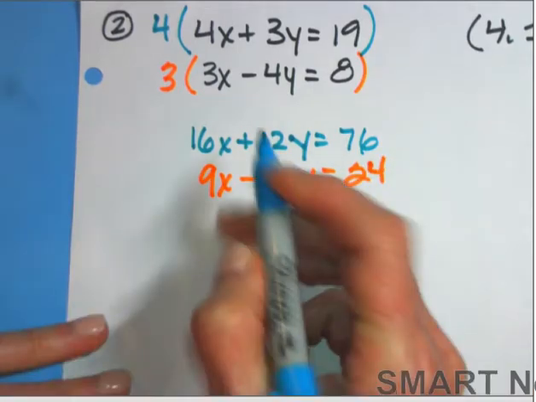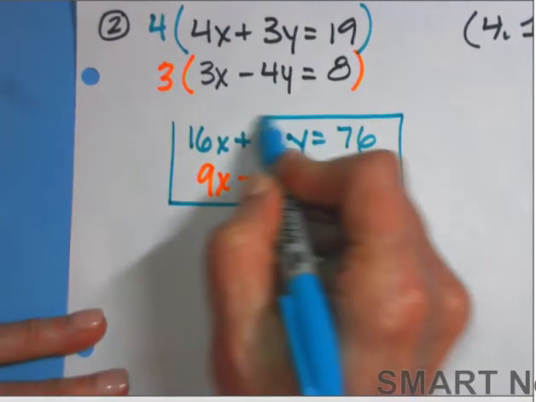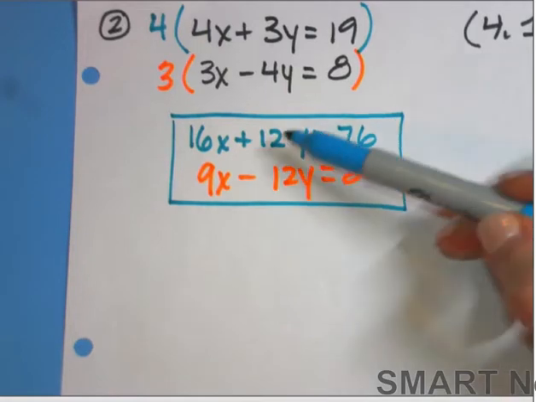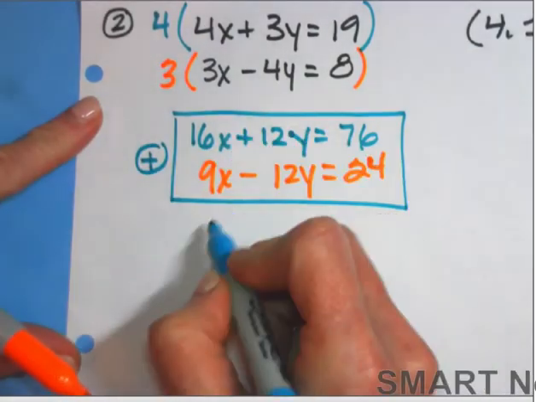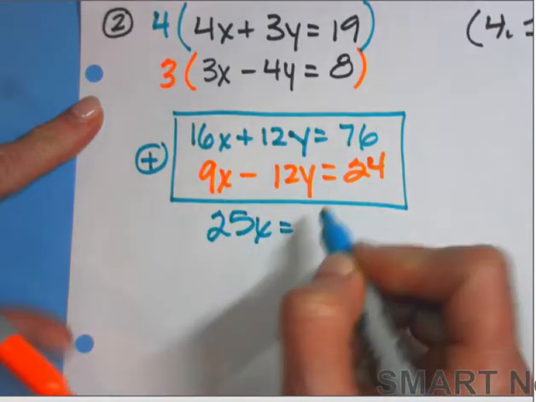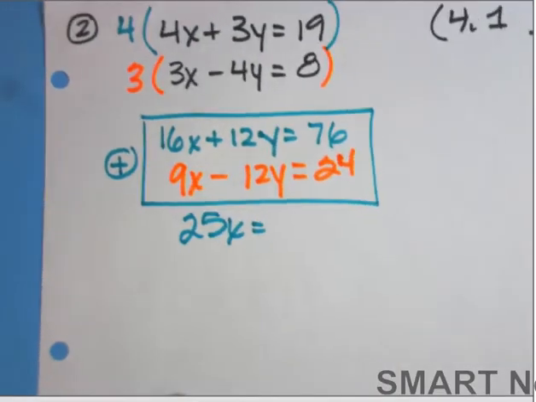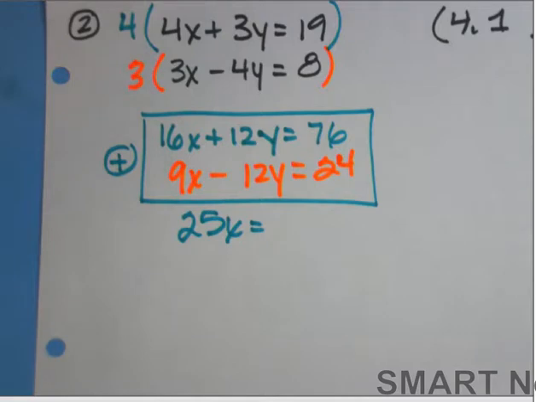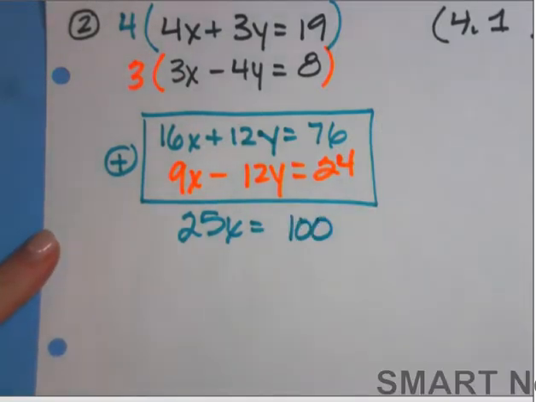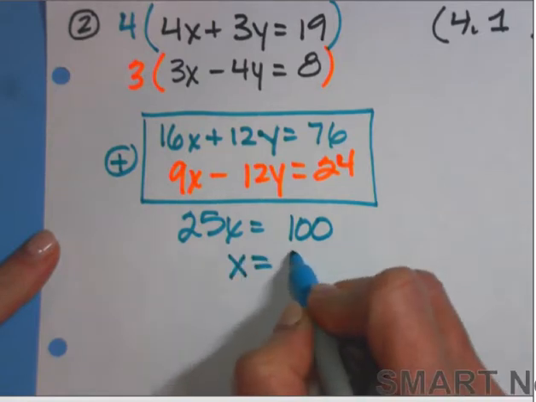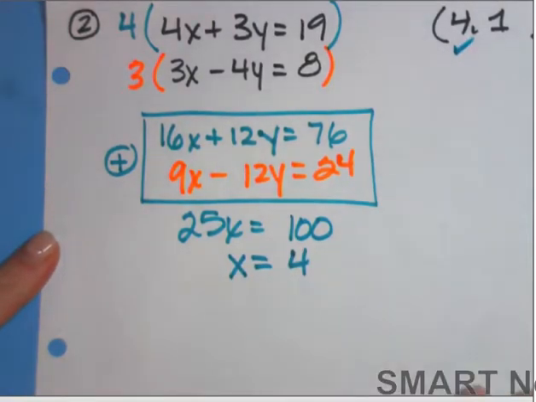So this now becomes my new system for solving. Notice that I've got the additive inverses on the y's. So when I add my two equations together, I get 25x's and 76 plus 24. Hold on, let me get my calculator. Gives me 100. I divide both sides by 25. The value of x is 4, as I expected at the beginning. And now my job is to find the value of y.